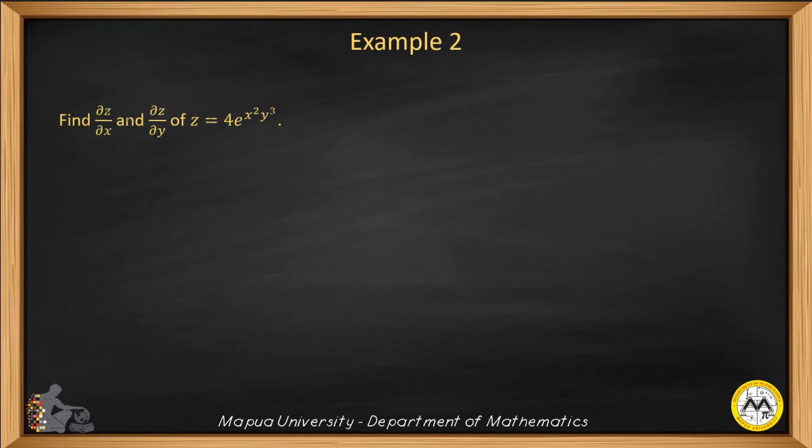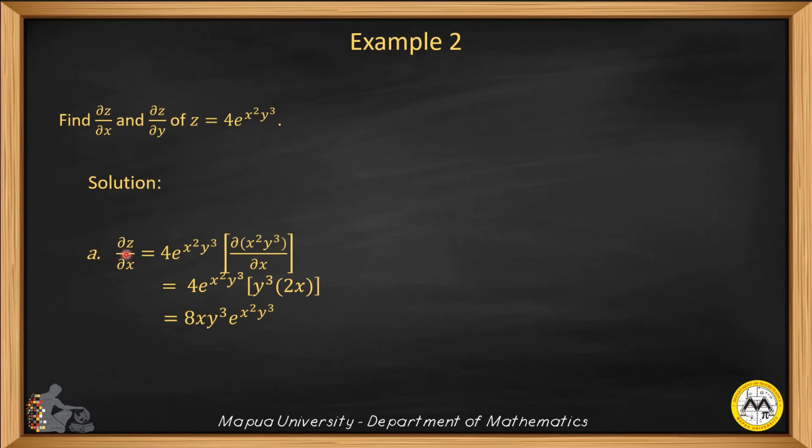Okay, let us now work on the partial derivative of z with respect to x and the partial derivative of z with respect to y, given that the function z is equal to 4 times e to the x squared y cubed. Now, in determining the partial derivative of z with respect to x, we will be differentiating 4e to the x squared y cubed with respect to x, holding y constant.